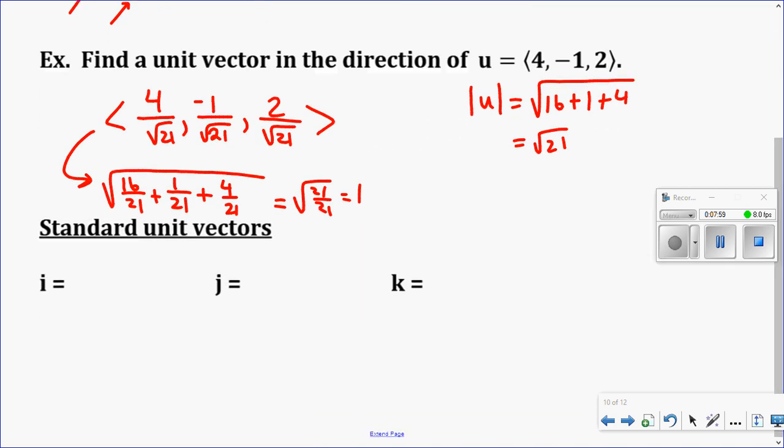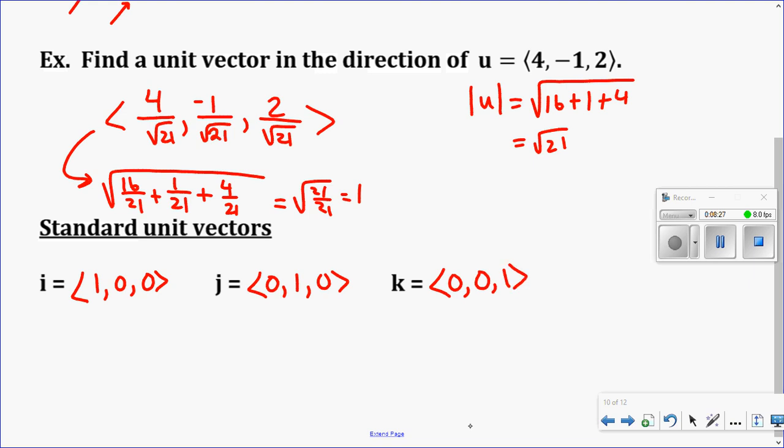So your standard unit vectors, you saw me use this earlier. I, J, K. So I is a unit vector because it means that you're going in the x direction 1 unit, and then nothing in the y and nothing in the z. J is for the y value, so it has no x, 1 for the y, and 0 for the k, or the z. All right, and k is 0, 0, 1.